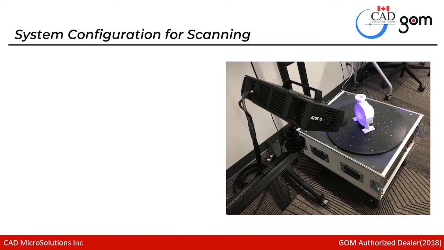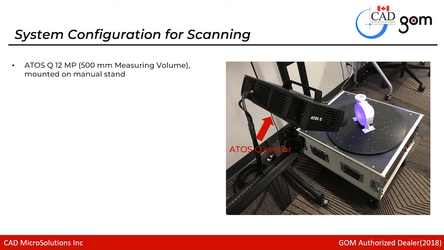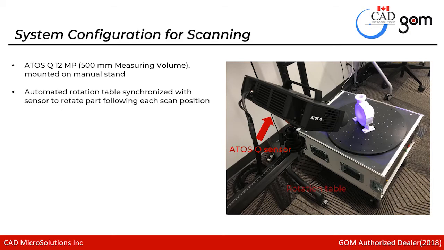So now let's talk about the system configuration of the components that make up this scanning solution. So first we have our ATOS Q 12 megapixel sensor that's installed with a 500 millimeter measuring volume. And this is mounted on our manual stand that we can use to reposition the sensor as needed. This is combined with our automated rotation table that's synchronized with the sensor to rotate the part following each new scan position that it brings us to.